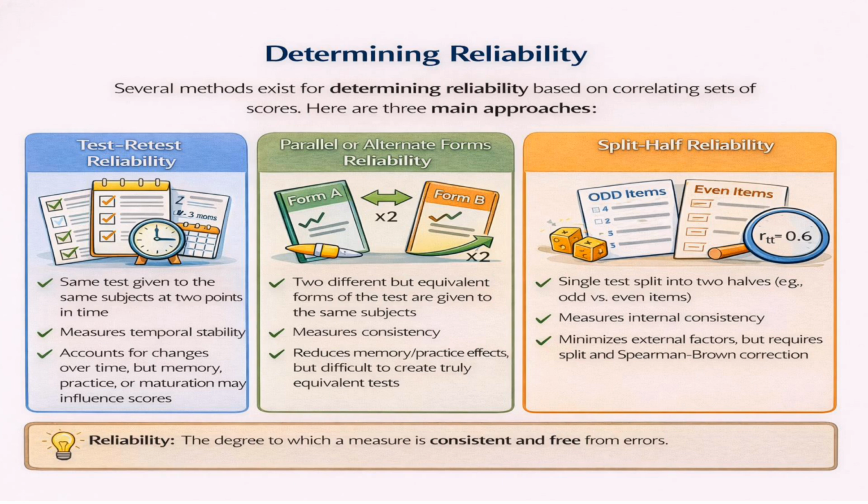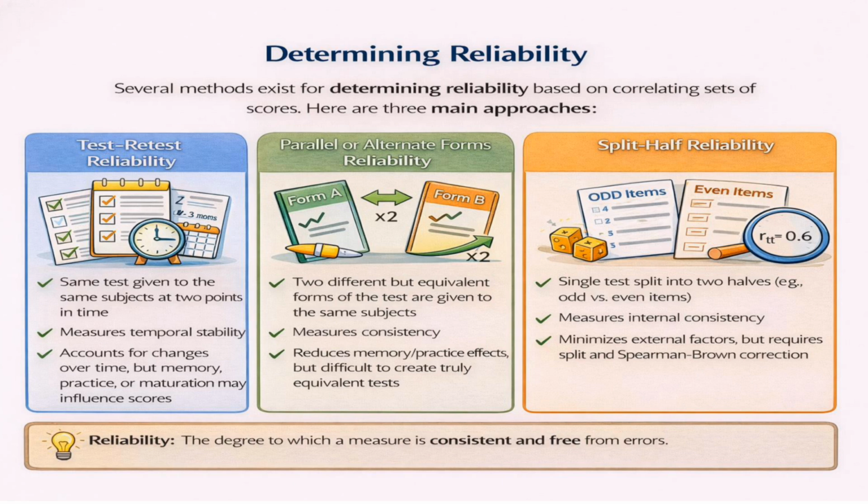However, this method has some challenges. People may remember their answers. Practice effects may occur. Real changes may happen due to learning, aging, or experience. So, a low correlation does not always mean the test is bad. It may reflect real change, not measurement error.